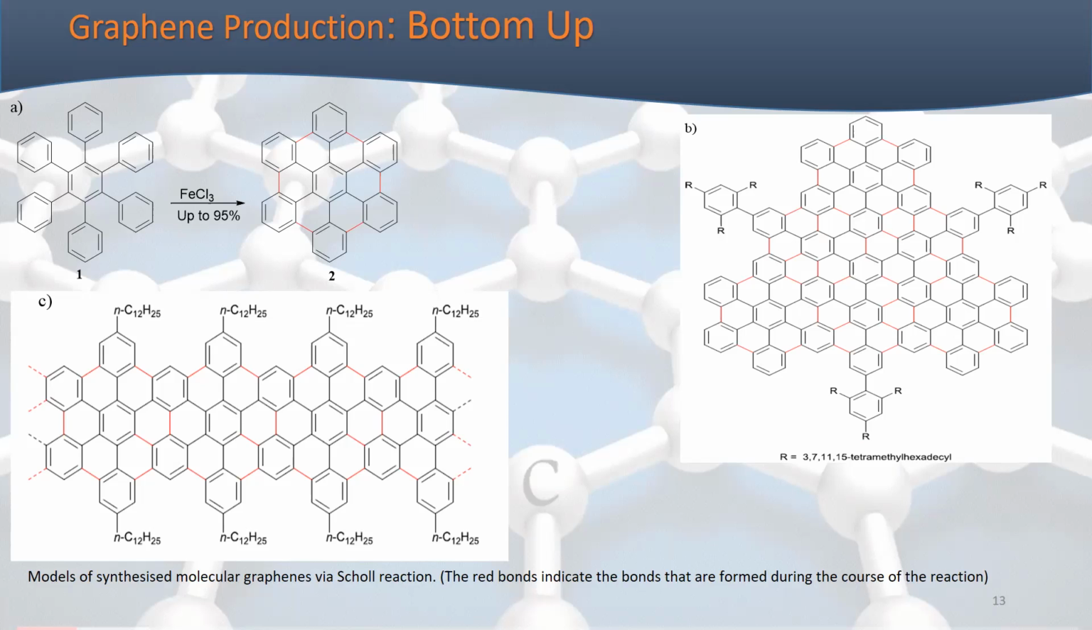This figure shows examples of synthesized molecular graphene models such as hexabenzocoronene, graphene quantum dots, and graphene nanoribbons. All of these were made via the Scholl reaction, using dendritic polyphenylenes as starting materials and FeCl3 as an oxidizing agent. And the red bond here is just to show you a newly formed bond during the course of this reaction.